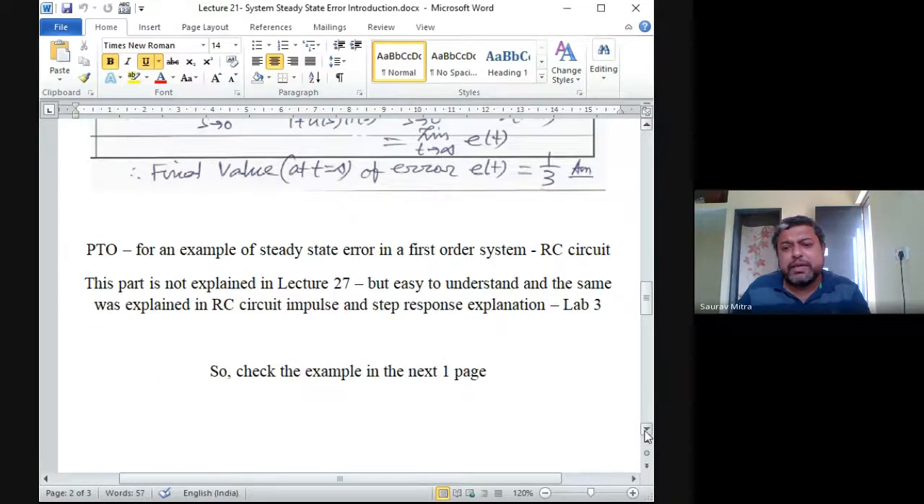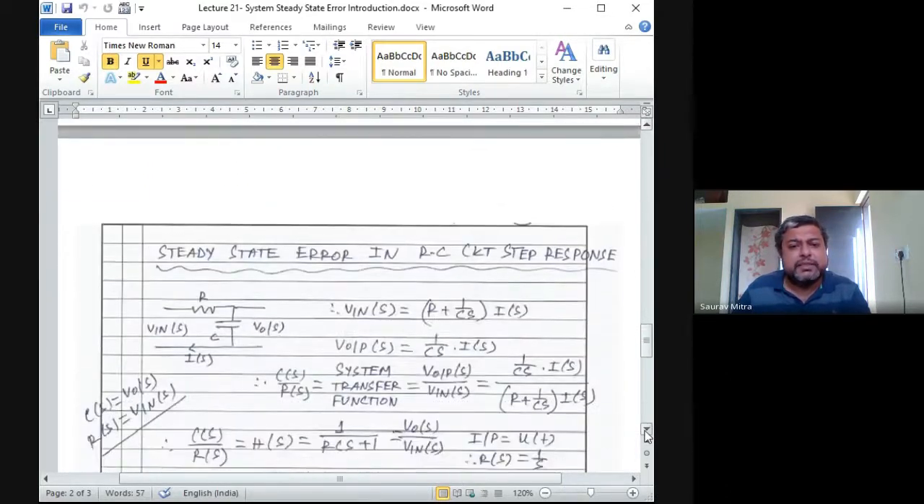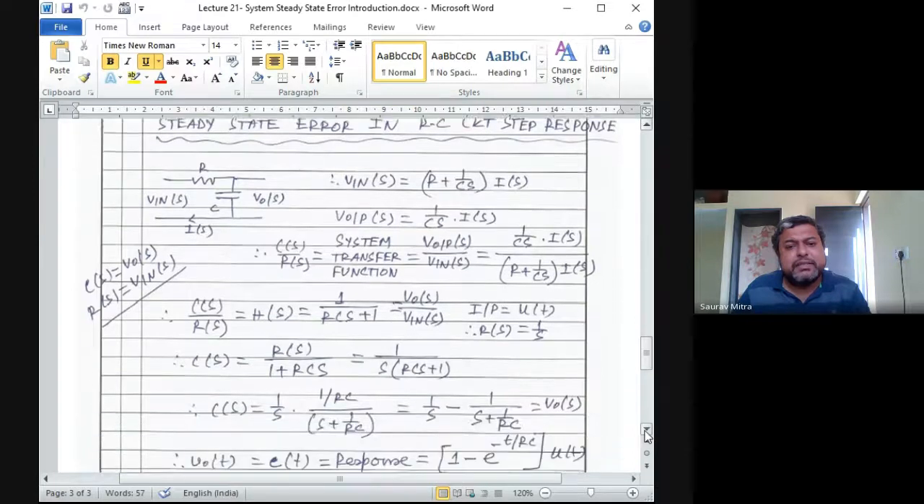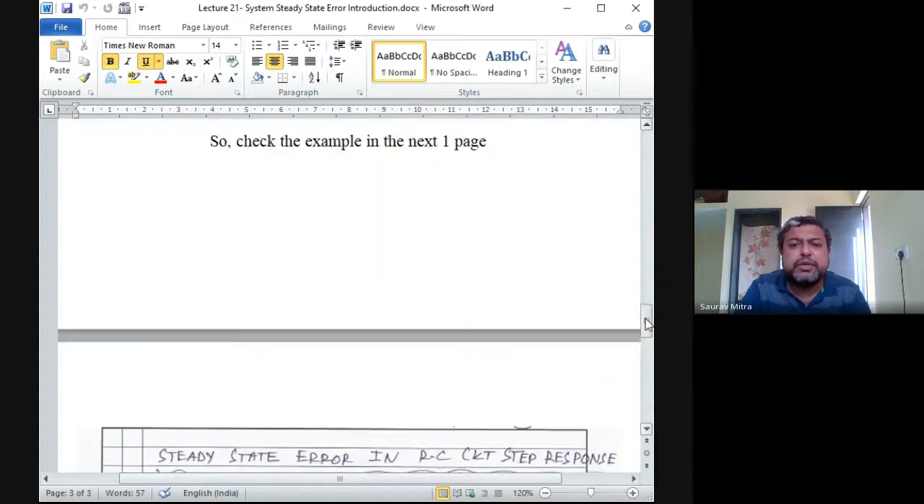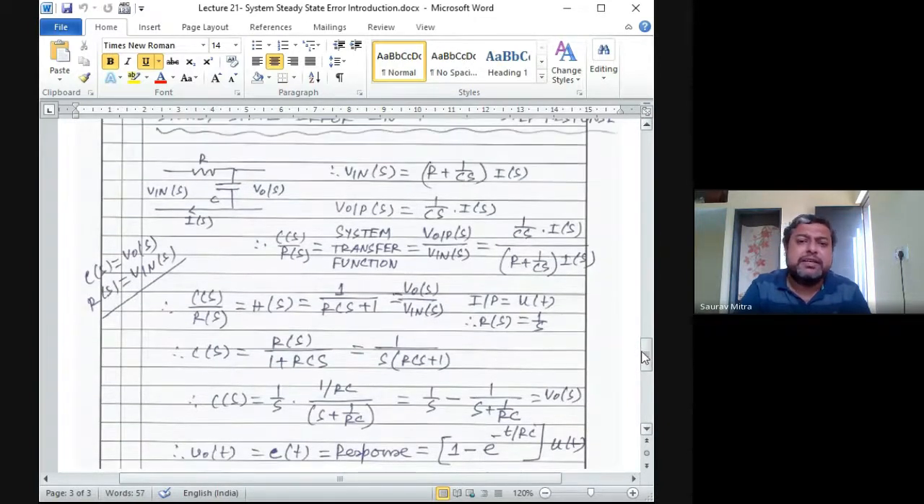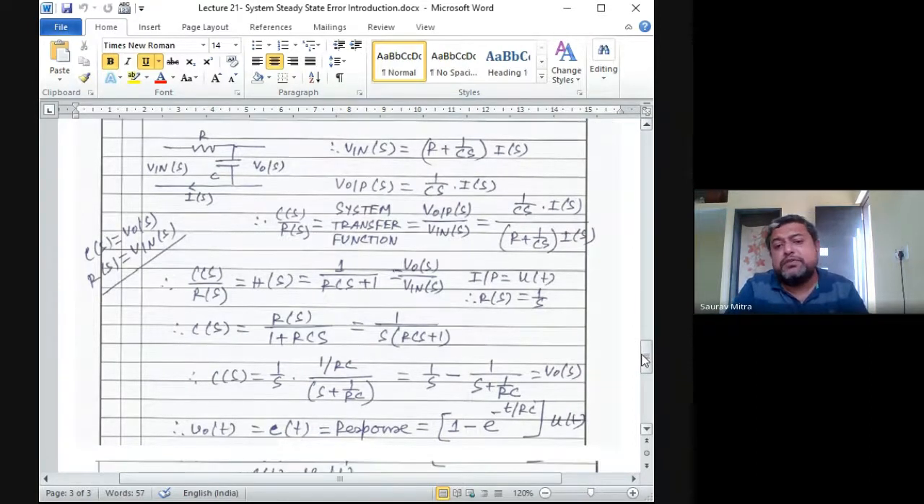So another example we can check, and this is another example, that is an RC circuit. I think I have shown this to you during our initial RC circuit transfer function finding and RC circuit step response. So what is the transfer function of an RC circuit? I think we have done it. The transfer function was 1 by s into (RCs plus 1). After that, this was actually C(s) by R(s). So what is C(s) by R(s)? C(s) by R(s) is nothing but the closed loop transfer function. This was 1 by (RCs plus 1). That is V output by V input. Now take RC to the other side.